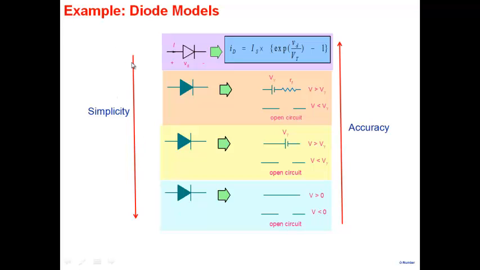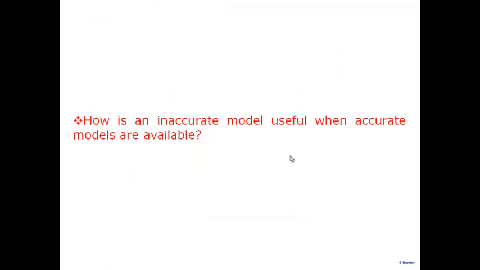And you can see here, as the simplicity is increasing in one direction, the accuracy is increasing in this particular direction. This one will obviously give more accurate results than this one. Will always give, because this model includes within it all the features of this particular model. Okay? So you have simplicity and accuracy. These are always a trade-off in the model. Okay? So now that raises an interesting question. How is an inaccurate model useful when accurate models are available? If I have an accurate model, why do I need an inaccurate model? What is the usefulness?